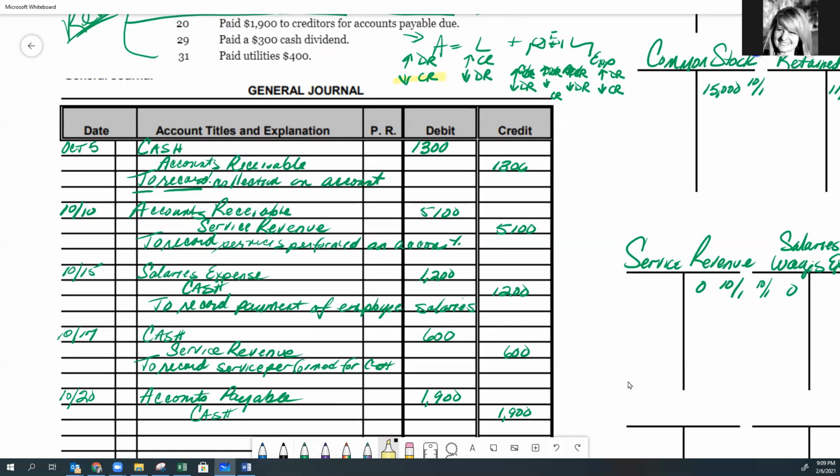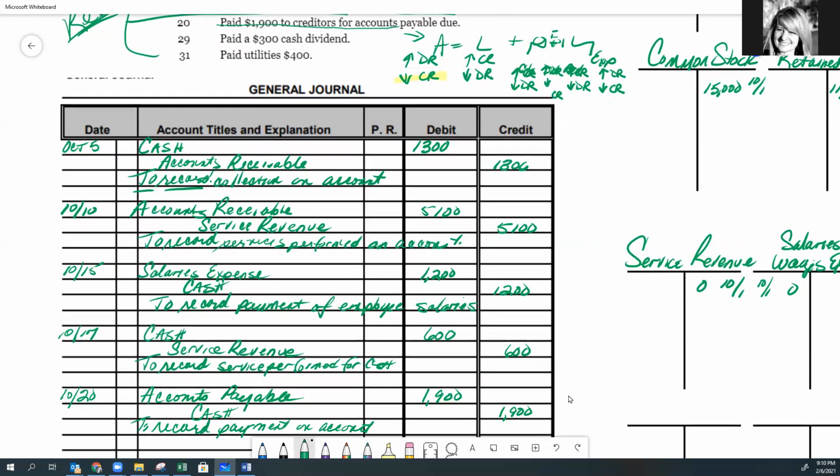Okay, and we need a description. So I'm going to keep it simple and say to record payment on account. Is it okay if you repeat what was given to you, not even say to record? You could just say paid $1,900 to creditors for accounts payable due. Is that okay? It sure is.